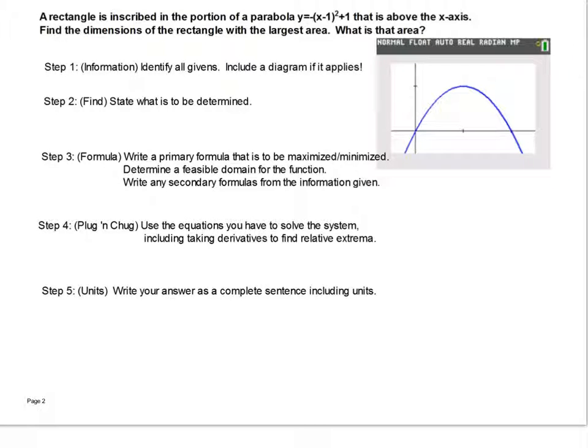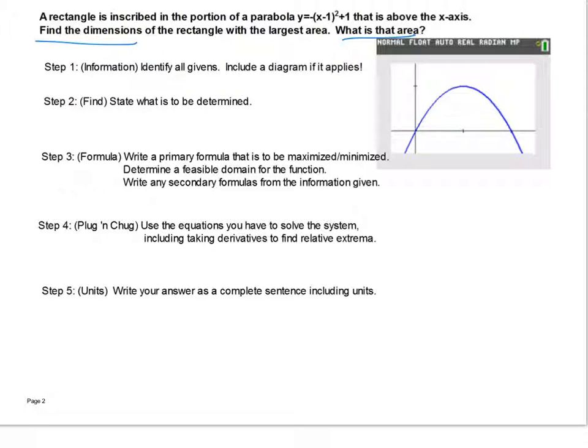All right, so we're going to find another example, which is very mathy and not very applicable, but it'll help you see how you can use the various techniques that you use in optimization. A rectangle is inscribed in the portion of the parabola y equals negative (x minus 1) squared plus 1 that is above the x-axis. Find the dimensions of the rectangle with the largest area, and what's the area.